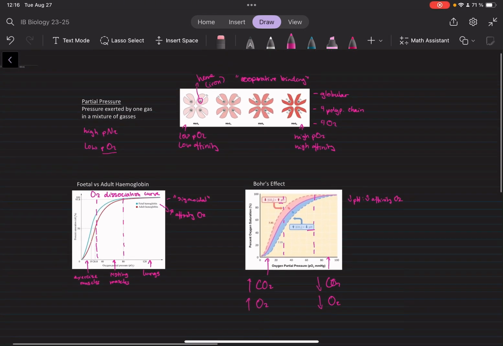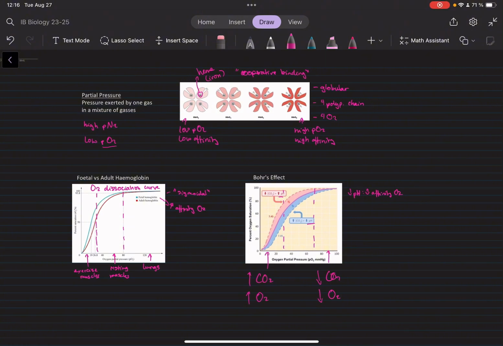So that is all for the higher level content. And to me, it's quite interesting, even though it's not a lot we have to learn.